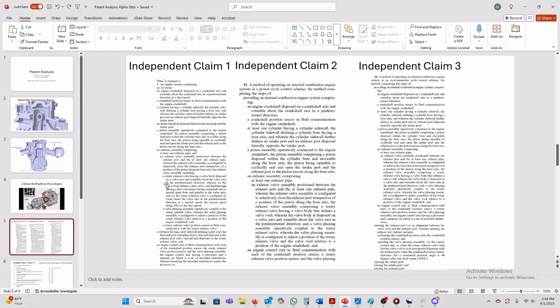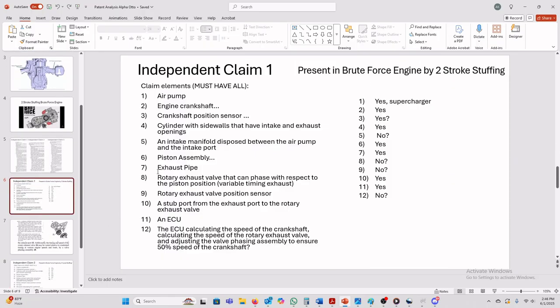So I tried to translate these independent claims into numbered lists of components that are a little easier to read, because patent language is more difficult to read. So independent claim 1 essentially says you have an air pump, an engine crankshaft position sensor, a cylinder with sidewalls that have intake and exhaust openings, an intake manifold disposed between the air pump and the intake port, a piston assembly, an exhaust pipe, and a rotary exhaust valve with variable timing. Up until this rotary exhaust valve with variable timing, essentially they're saying you have an engine.